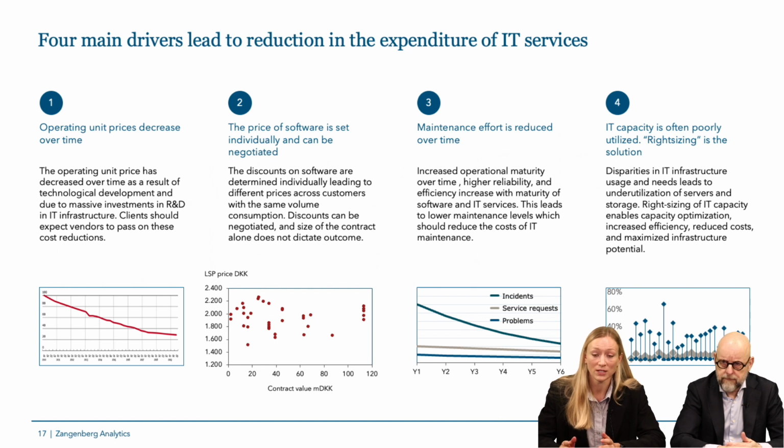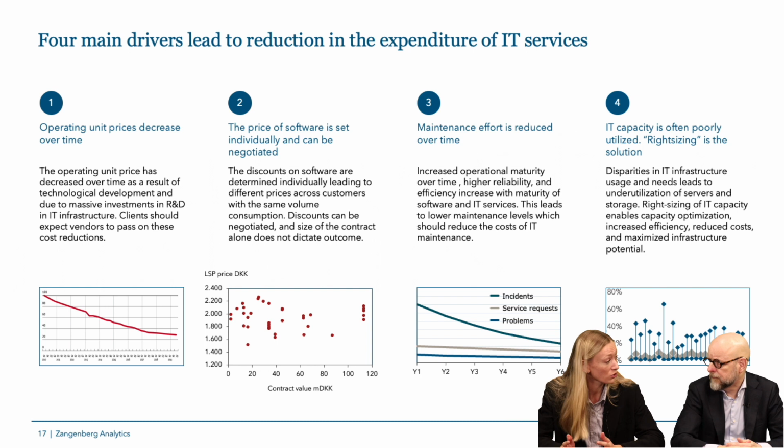The first thing is that we have four main drivers that lead to a reduction in the expenditure of IT services. Operating unit prices decrease over time. We have touched upon this based on Moore's law, that you get more compute. Unit prices for, among others, server and storage decrease over time. What is also interesting is that the price of software is set individually, and it can be negotiated.